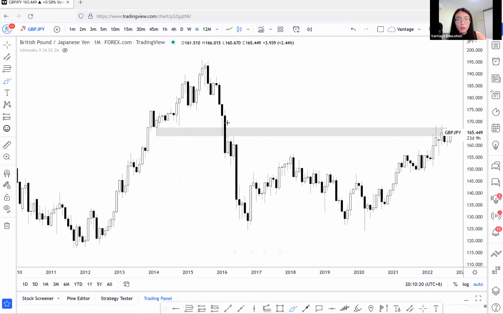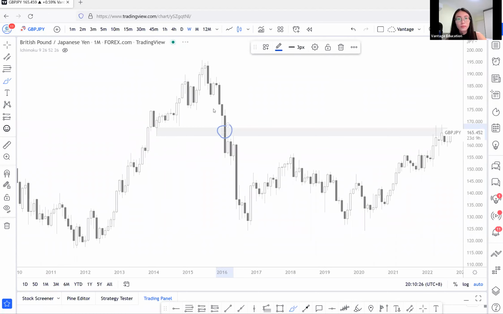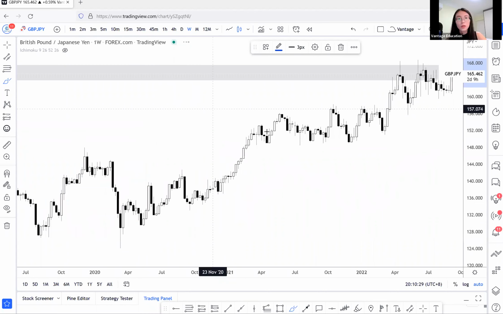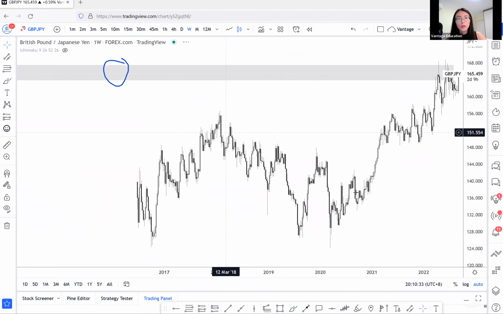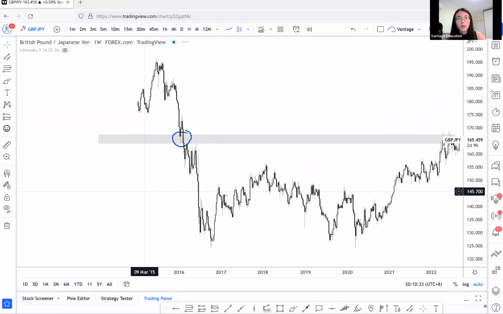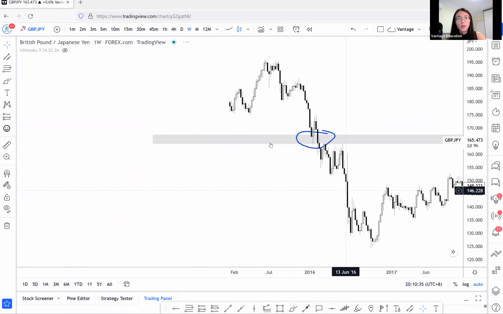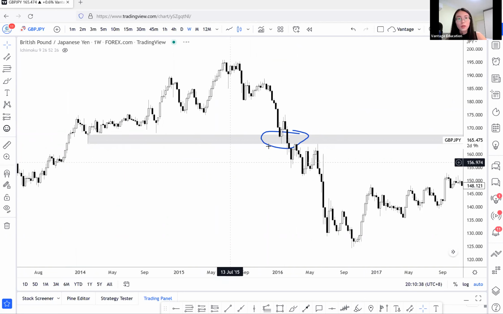If we zoom down to the weekly time frame, it's taking a while to load. So here, on the weekly time frame, you can see this interaction. This is the same monthly resistance that we have highlighted, and on the weekly time frame, you can see price coming into this region to test it.